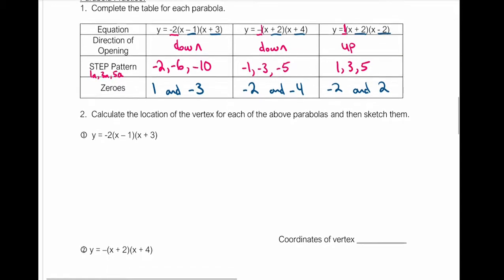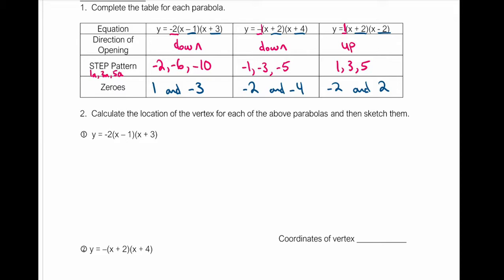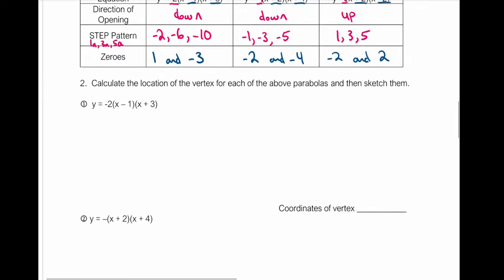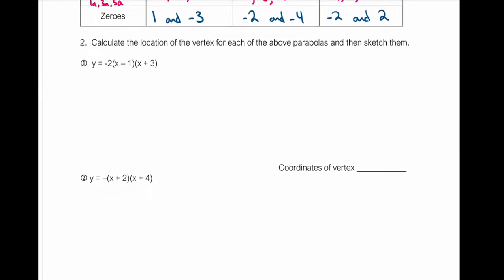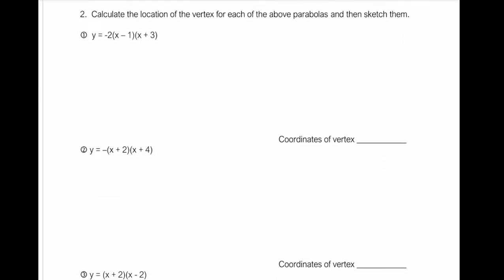What we're going to do next is basically take those three quadratics or parabolas that we just looked at and calculate the location of the vertex for each. And then we're going to sketch them later on to another graph. So I'm going to work through the first two, and then I'm going to pause the video on my end. I suggest you pause as well so that you can try the last one on your own.